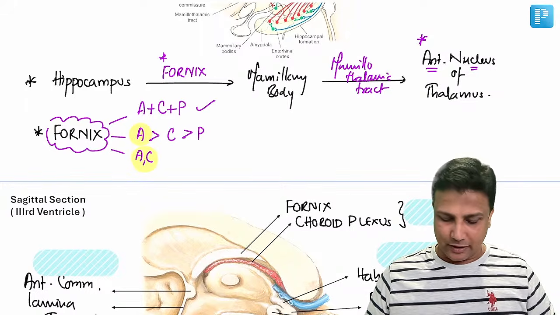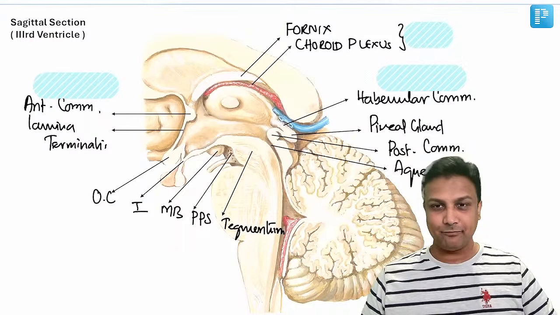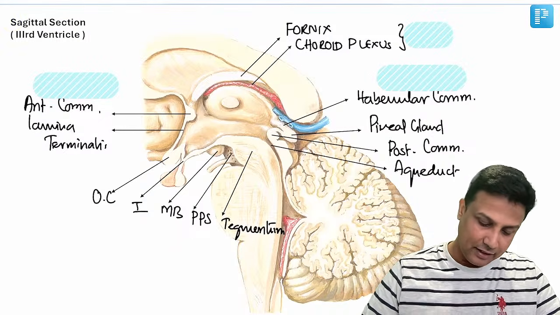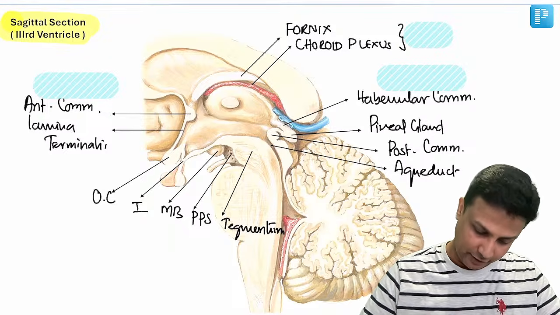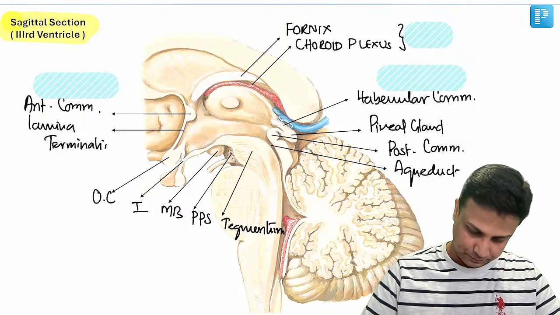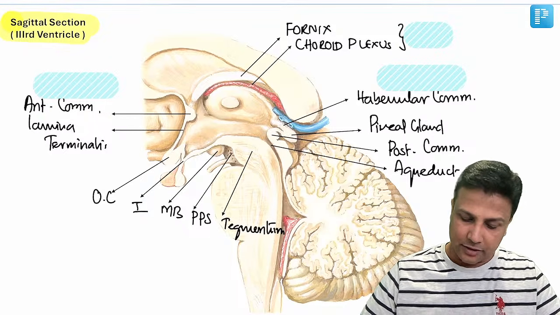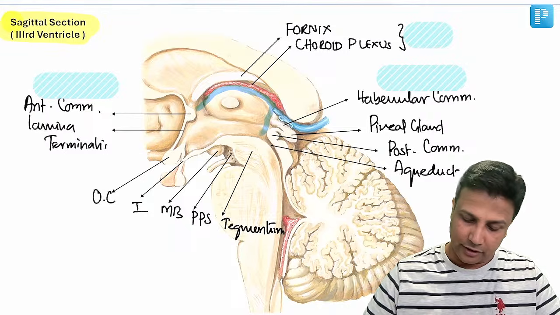Now, once you are done with this one, let us go to the next one. That is the sagittal section. Now, in the sagittal section, along with this one, we are also going to learn about the third ventricle. Now, in this diagram, if you observe here, this one here will be your third ventricle.